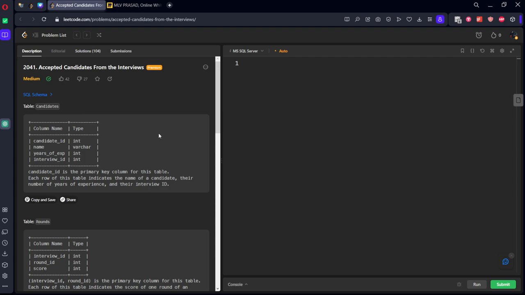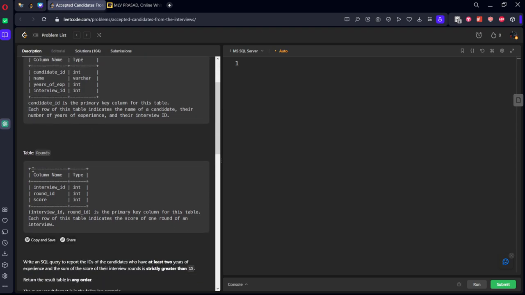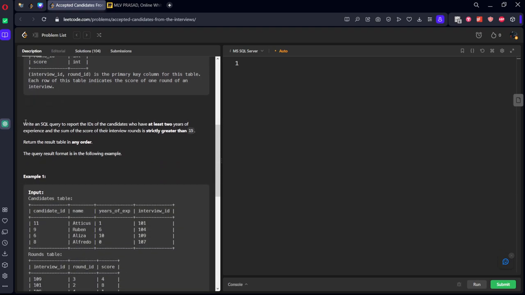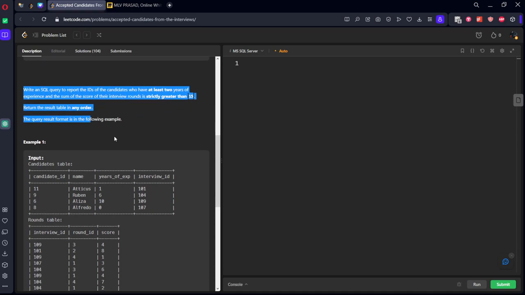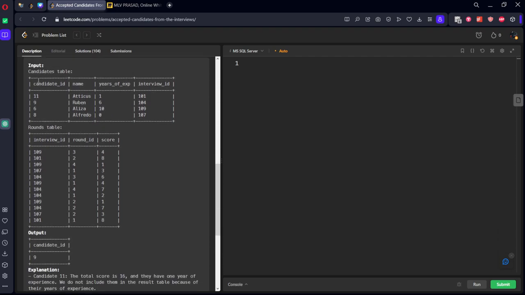Okay, they are given a table consisting of candidates: the particular person ID, their name, years of experience, and if they have given any interview, what the interview ID is. And they are given one more table: for each person, how many interviews they have given, how many rounds, and their respective scores. Write an SQL query to report the IDs of the candidates who have at least 2 years of experience and the sum of scores of their interview rounds is strictly greater than 15. Okay, let's see the tables which they are given.